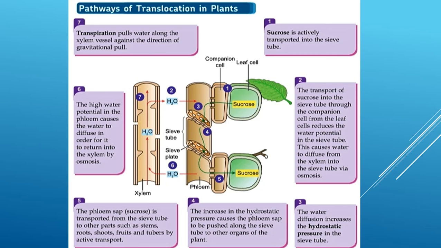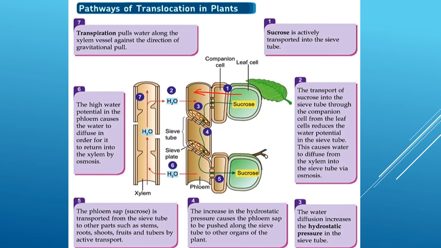Number 1, sucrose is actively transported into the sieve tube. Okay, here sucrose, this is the product of photosynthesis. This is leaf cell. Sucrose transported into the sieve tube. Okay, this is sieve tube.